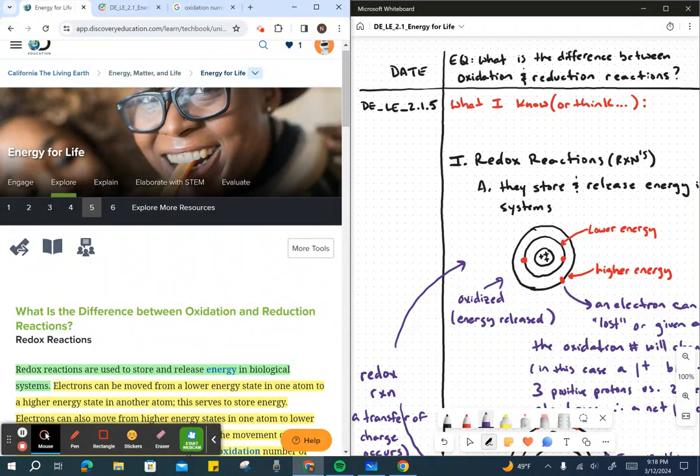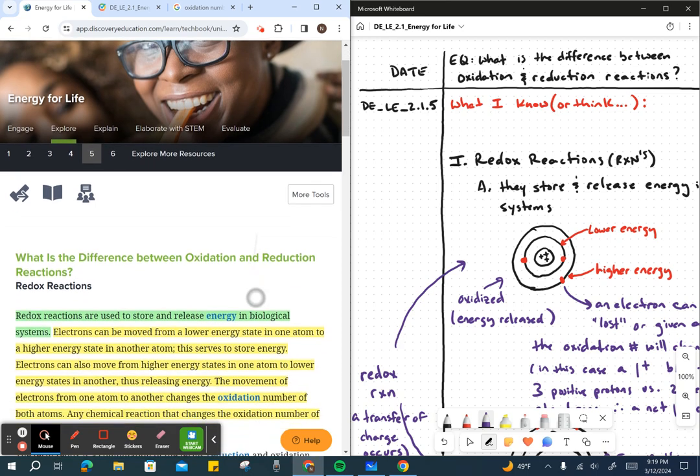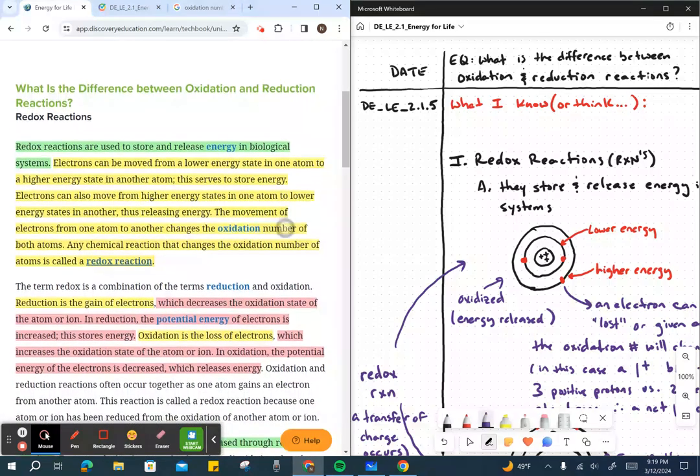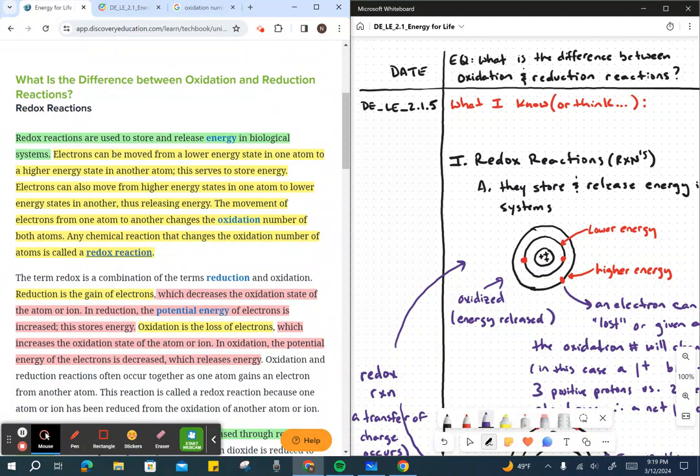Okay, we're going to take a look at Explore number 5 from our Living Earth text. We're in Unit 2, Concept number 1, Explore number 5. So 2.1.5. Go ahead and write that out. Draw your template here, put your date down, and go ahead and write down the essential question we're trying to answer. We're trying to understand redox reactions, especially oxidation versus reduction.